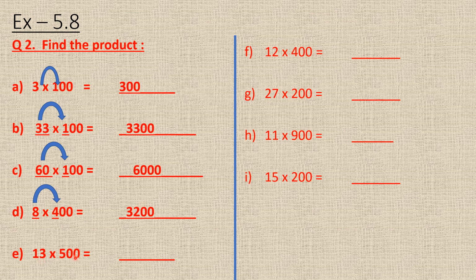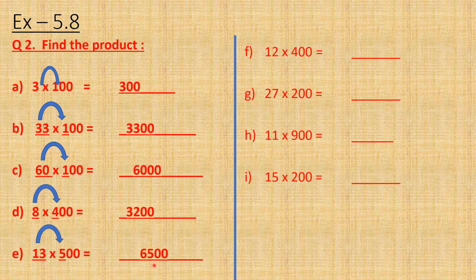13 multiplied by 500. We will multiply this 13 and this 5. You may read the table. 13 5s are 65 and these two zeros you place, 6500 answer. I hope it's clear. Now moving to next question.